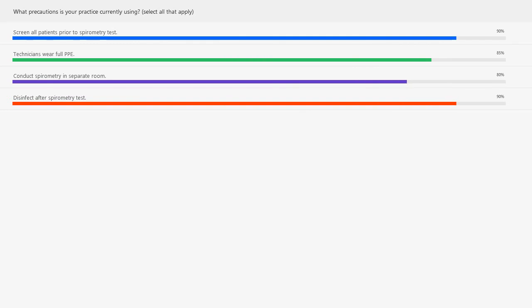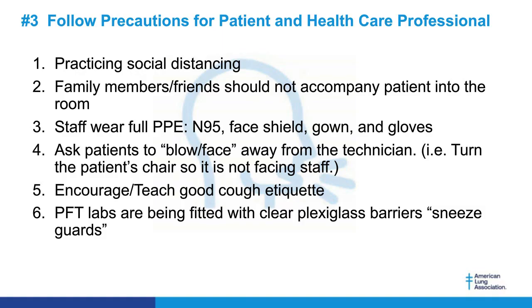And what we find out is our participants are screening all patients prior to a spirometry test. Technicians wear full PPE. Many or most are using a separate room, and they're disinfecting after a spirometry test. Ed, I'd like to turn it back to you. Thank you, Jill.